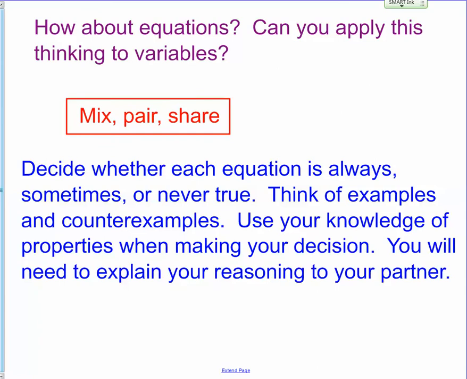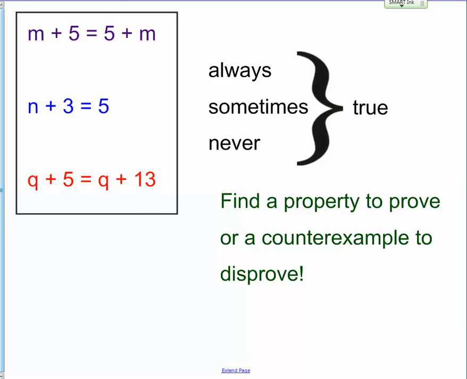Okay, then we got up and danced around, and I had you work with a partner to try to think about whether each equation was always, sometimes, or never true. So you danced about, and when the music turned off, you joined up with a partner and shared your thoughts about this. And some of you gave examples. You said, oh, well, if m is 1, 1 and 5 is 6, and 5 and 1 is 6, so that's true. But to prove that it's always true, you have to have a better reason than just one example. And the commutative property is a property that proves that this is always true. It just says when you add, the order in which you add does not change the answer. So m plus 5 is the same as 5 plus m.